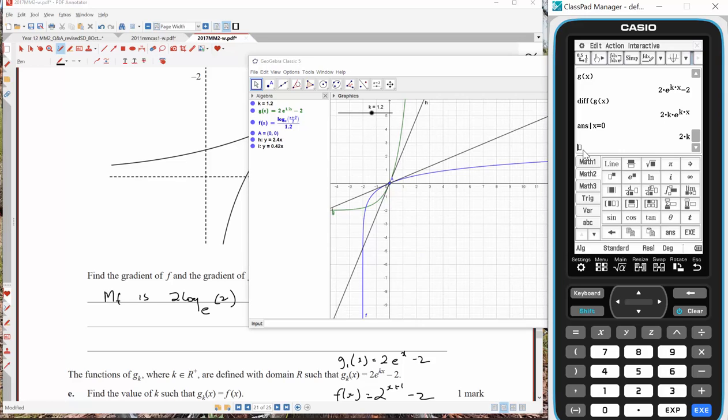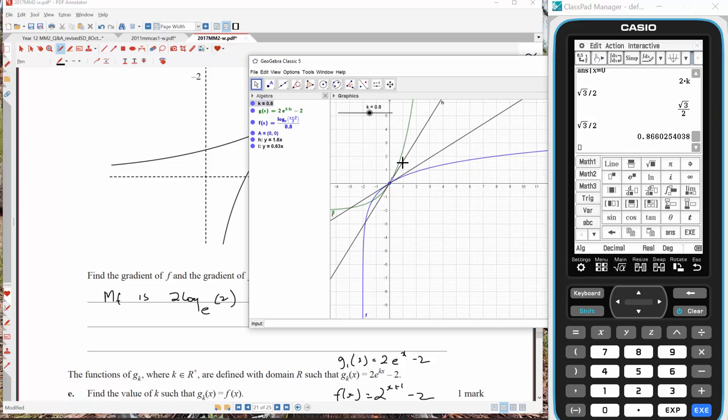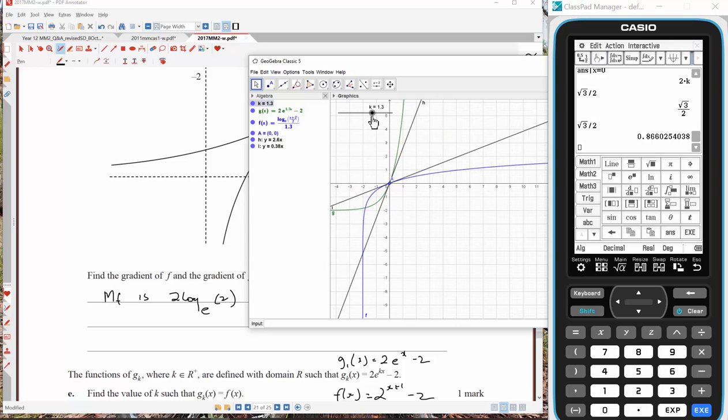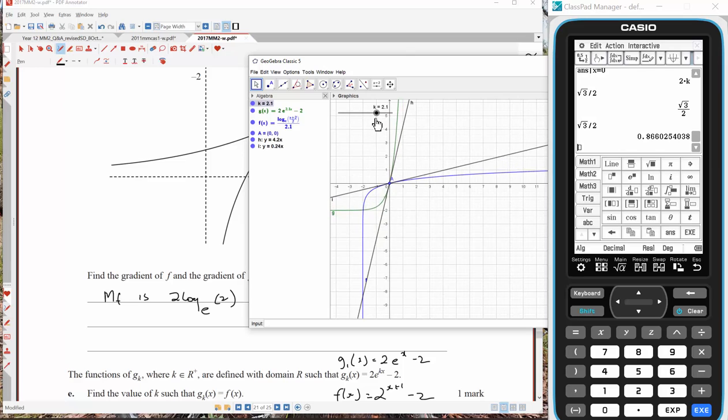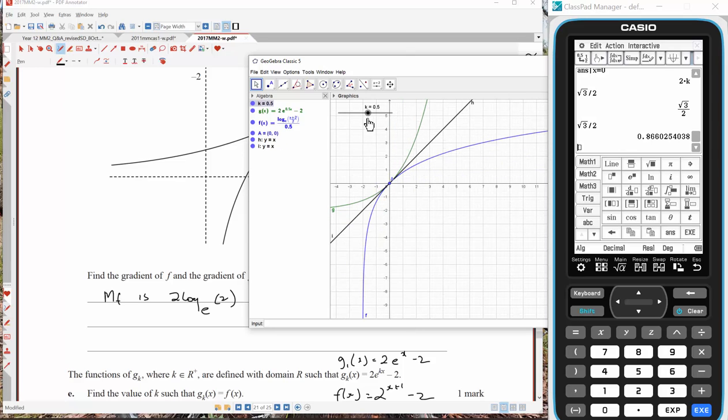Root 3 on 2 is approximately 0.866. So if I rock that back, that would be roughly 30 degrees at the moment. And then it just gets bigger or smaller depending on what k is. All right.